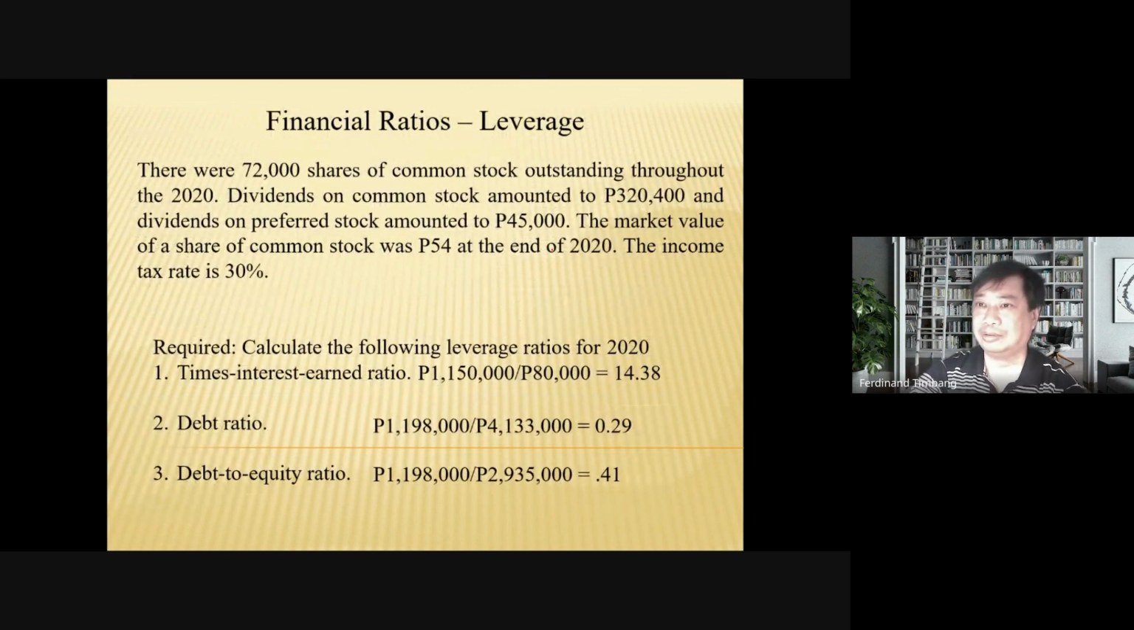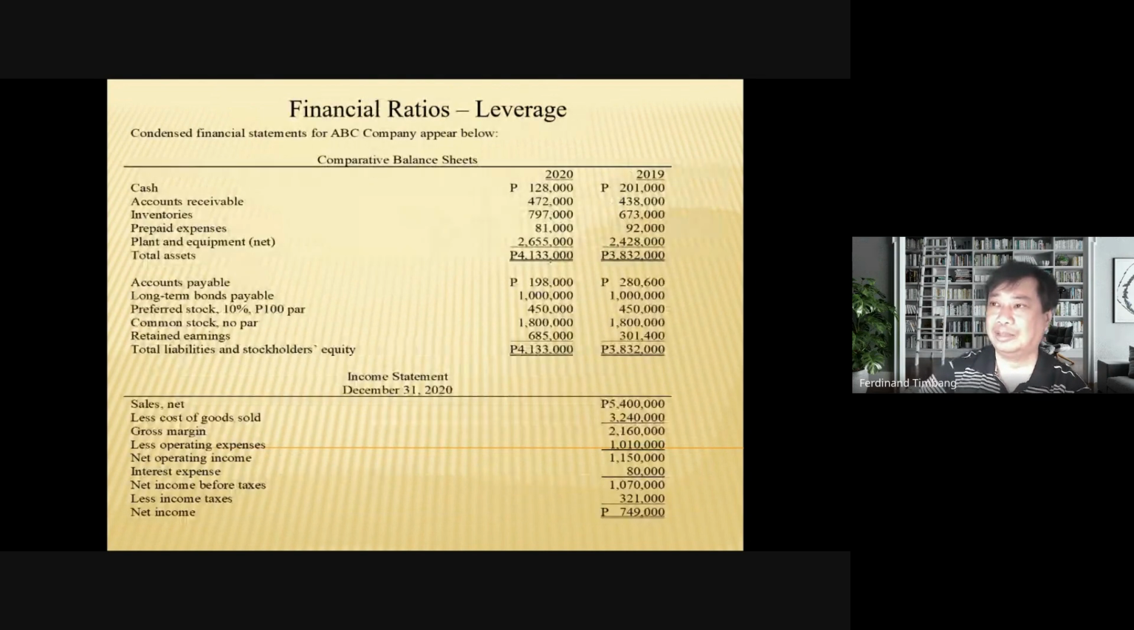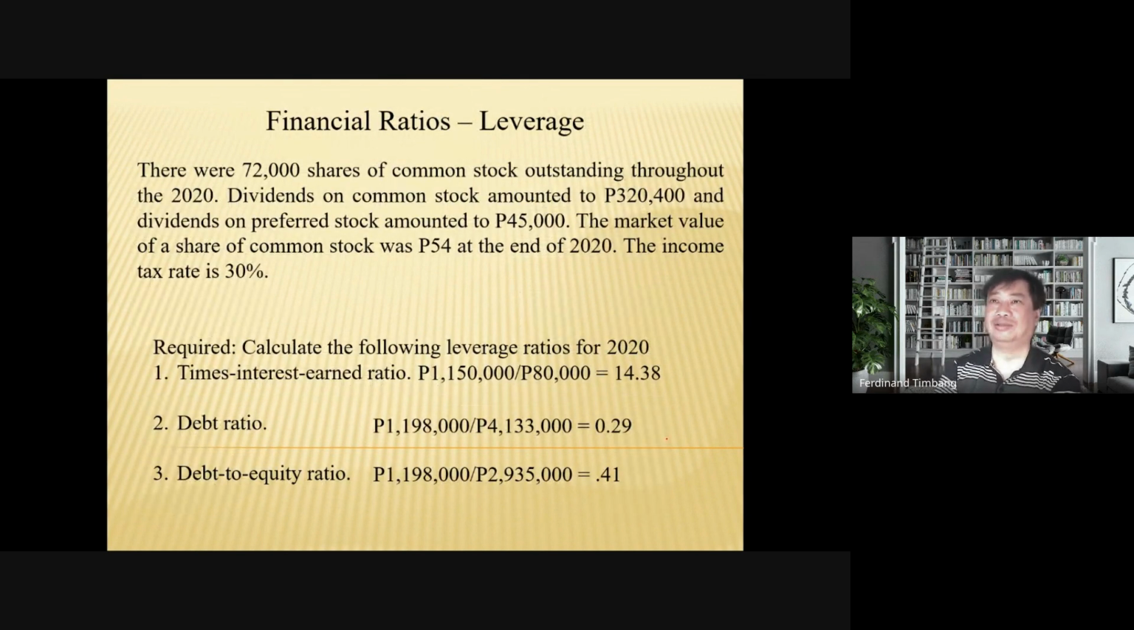Okay, so example here. This is the statement given to us. I can't explain everything one by one. Let's say there were 72,000 shares of common stock outstanding throughout 2020. Dividends on common stock amounted to 320,400 and dividends on preferred stock amounted to 45,000. The market value per share of common stock was 54 at the end of 2020. The income tax rate is 30%. Required: times interest earned ratio.